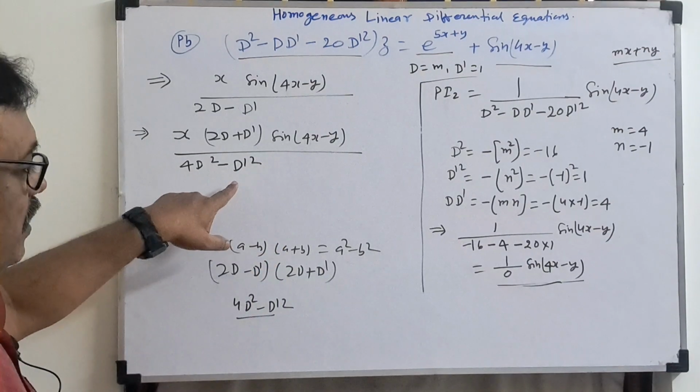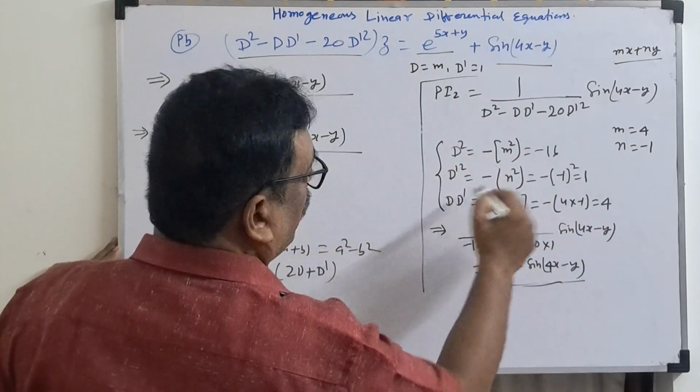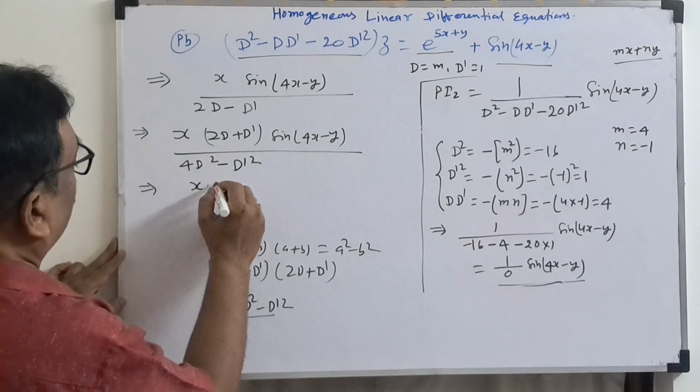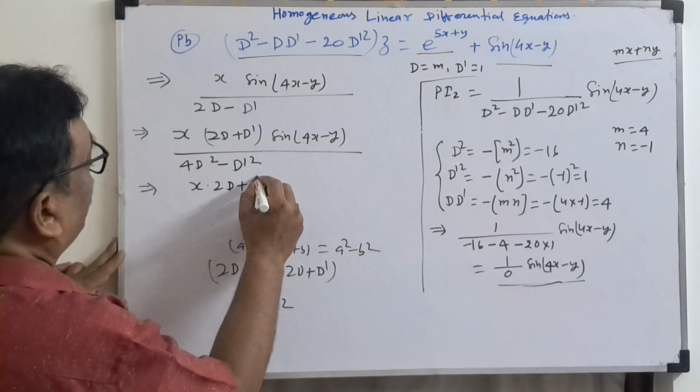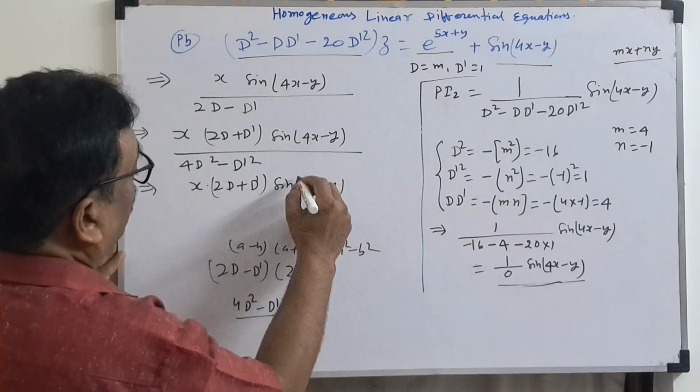We got now square terms. Then what we'll do here? We'll substitute the same value. What is this value? That same thing will substitute here. So that implies x into 2D plus D dash, as it is you write sin(4x minus y), right?